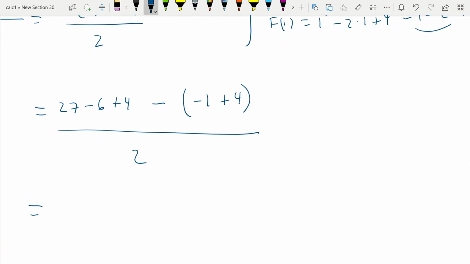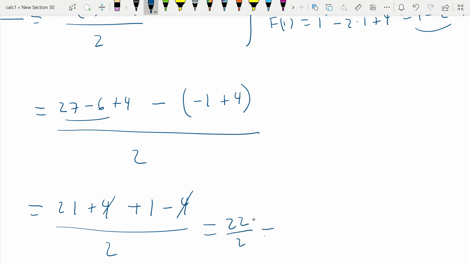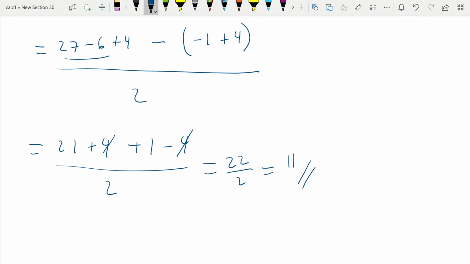So that's going to give us 21. 21 plus 4 minus, and now we open the parenthesis, so this minus here becomes a plus 1, and then minus 4 is just a minus 4. We can cancel the 4's, divide everything by 2. This is 21 plus 1, which is 22, divided by 2, and this is equal to 11. So that's the final answer. So that's the average rate of change.